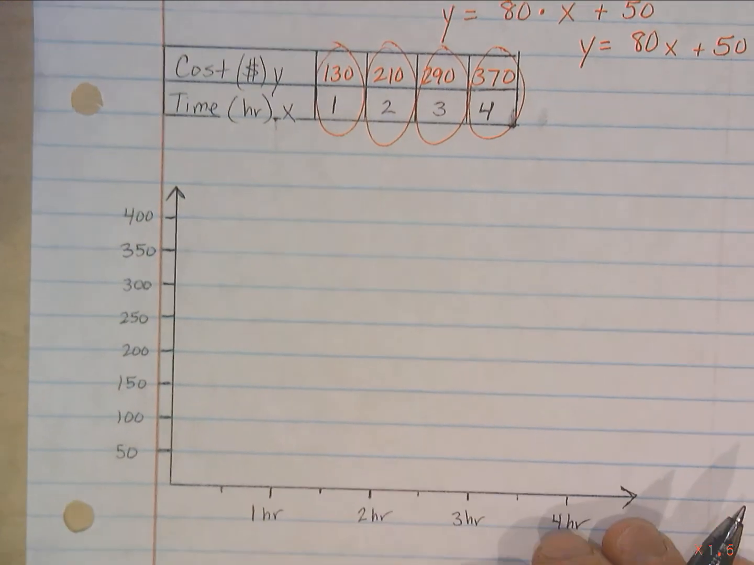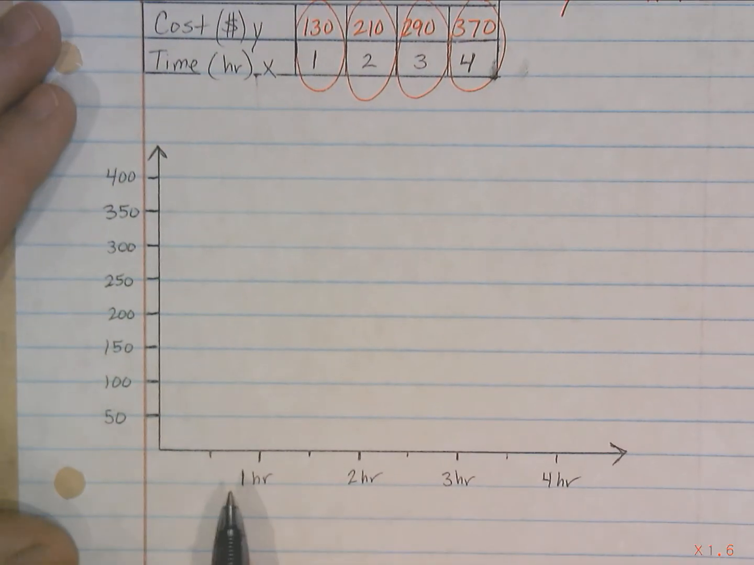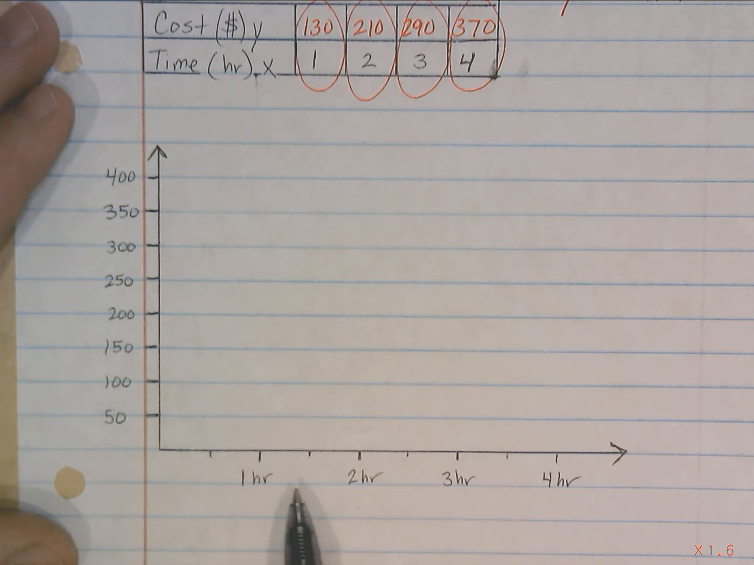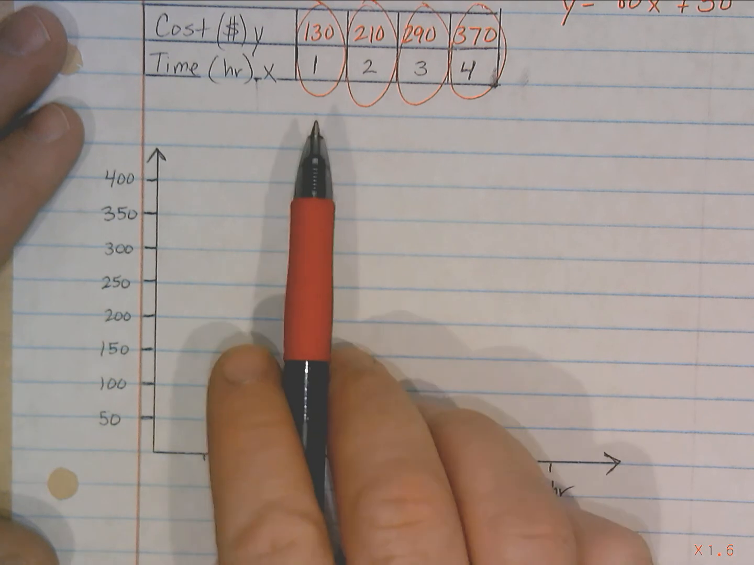So I've already spaced them out accordingly. Now the plumber's not going to work half an hour or hour and a half. He could, she could, but I've just labeled the 1 hour, 2 hour, 3 hour, 4 hour. But if they did, you would see that here as represented in the line if you wanted to create the line. So let's do here.